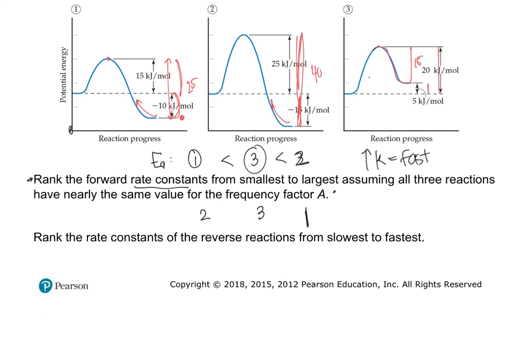Okay, so if I want to go through the rate constants from slowest to fastest, the slowest is going to have the biggest barrier, so it's going to be 2. And then the next largest one is number 1, and then the fastest one in the reverse direction will be 3. So that is how we could rate the rate constants from slowest to fastest, and if I wanted to do activation energies, it would be the opposite order.